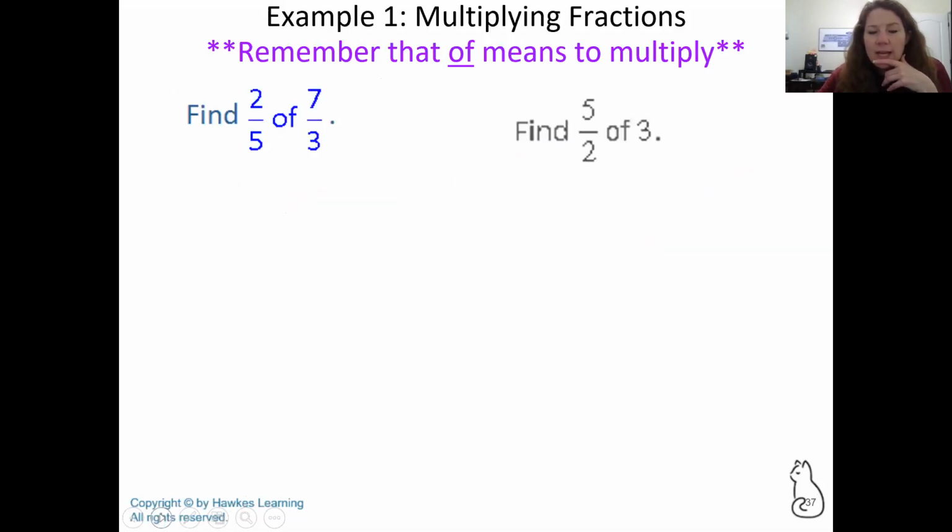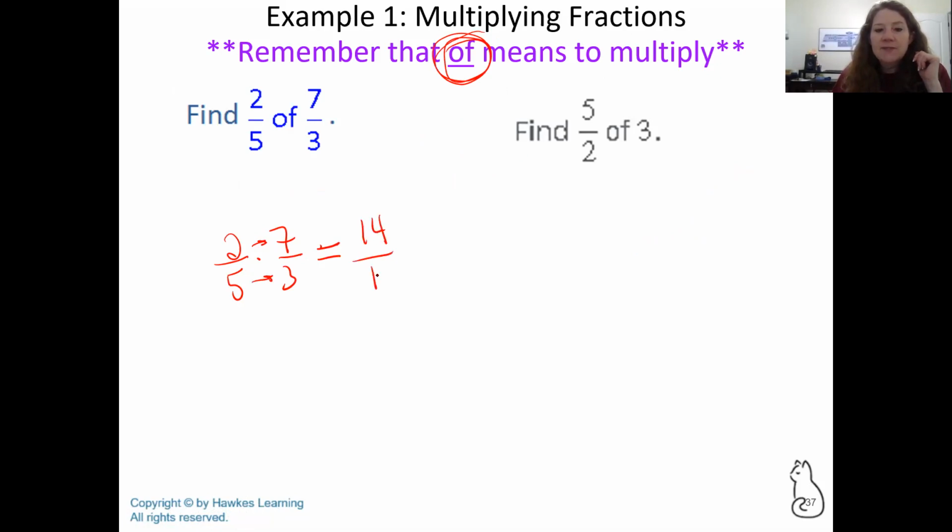All right, so if you have to find 2/5 of 7/3, the first thing you need to know is that the word "of" in math means to always multiply. So when you multiply and divide, you do not have to have common denominators. So those are the easiest ones to do. All you do is multiply straight across. So 2 times 7 is 14, and 3 times 5 is 15. So the answer is 14 over 15.